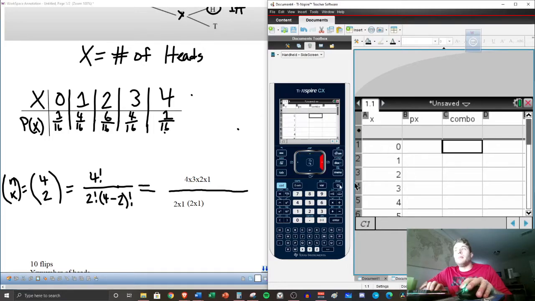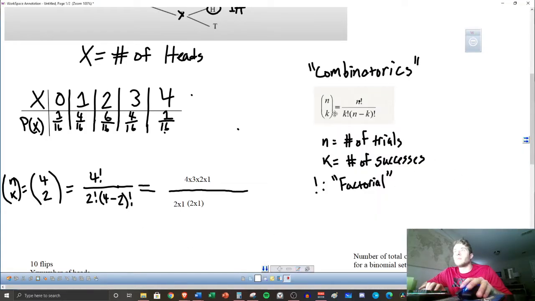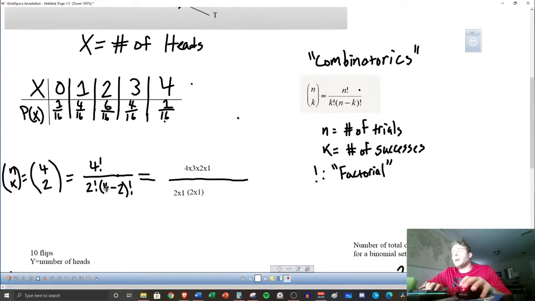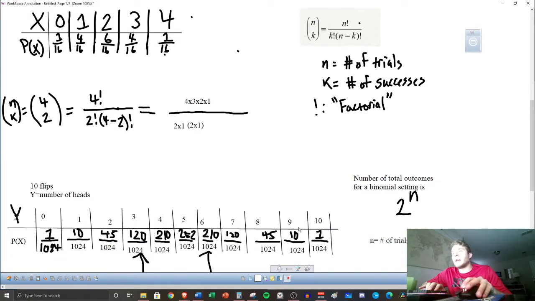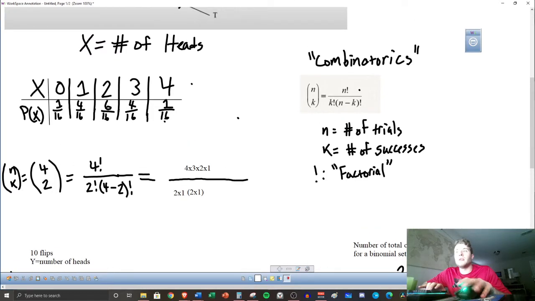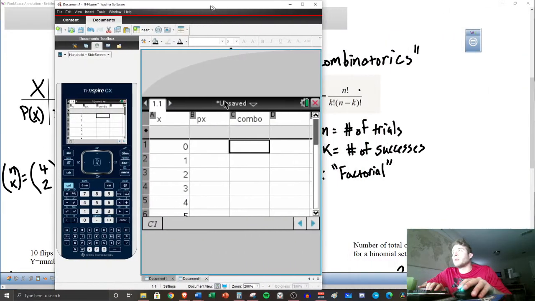And now we want the combinations. Remember that for the combinations, we have the formula, this one here, combinatorics. So we need to use these, the radicals, which we already know what they're going to be. They're right here. And the combinations are going to be the same for a set of 10 trials. So I'm going to go ahead and we're going to redo that here.